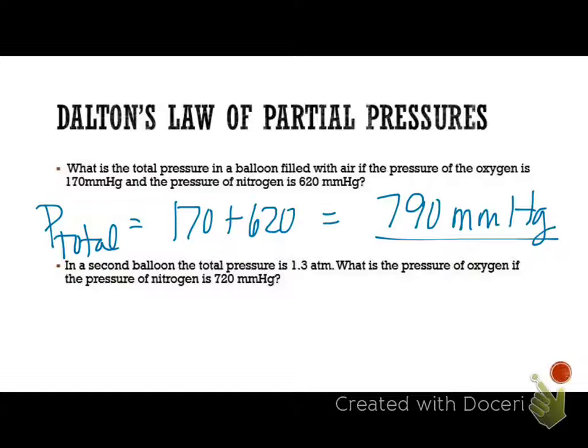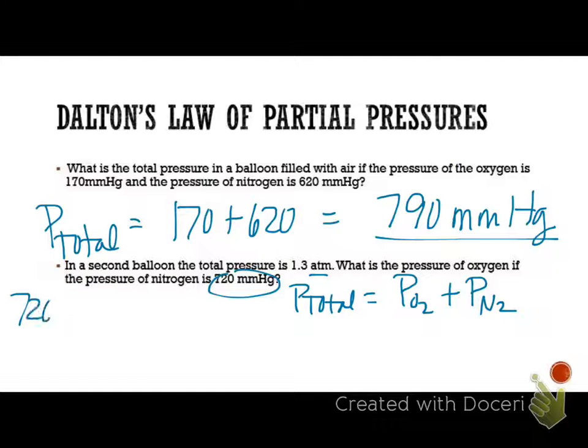So, yeah. Okay, in the second balloon, the total pressure is 1.3 atmosphere. What is the pressure of oxygen if the pressure of the nitrogen is 720? So we're going to do P total. It's going to be equal to the partial pressure of oxygen plus the partial pressure of nitrogen. Okay? I see that this is 720 and this is 1 atmosphere, so can't do that. So I'm going to go over here and do my quick conversion.